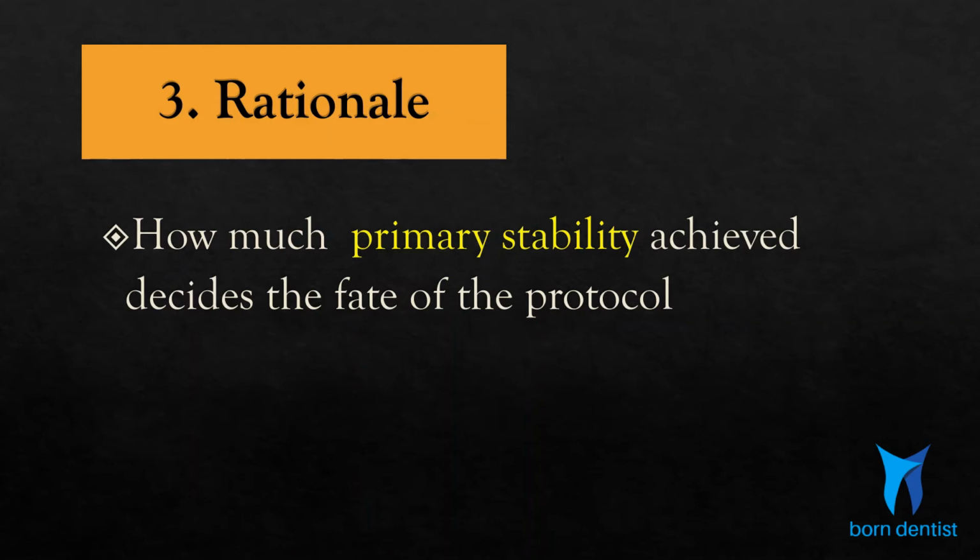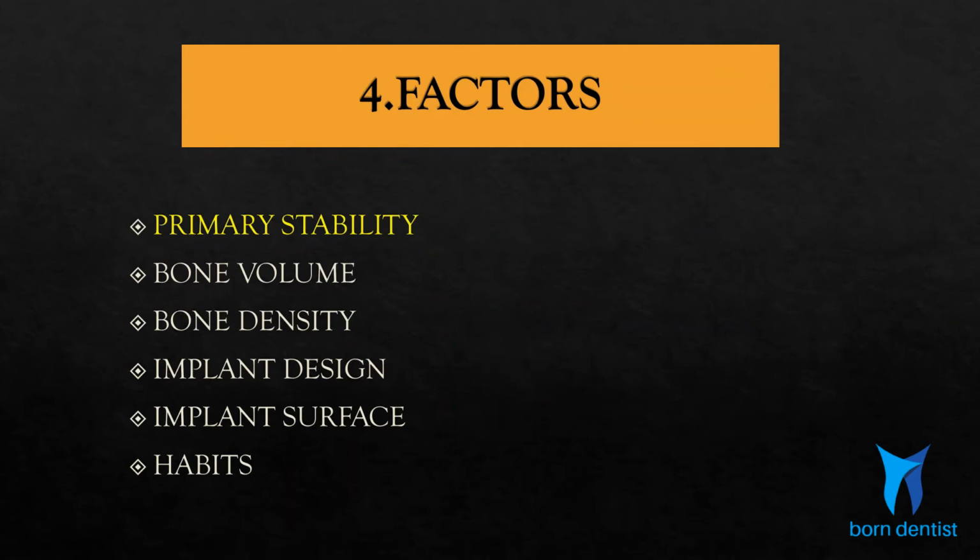So let us move on. Now coming to the fourth heading, factors. We have already seen primary stability is the biggest factor. The rest of the factors, bone volume, bone quality, implant design, implant surfaces, presence or absence of habits, are all related to the first factor, which is the primary stability.